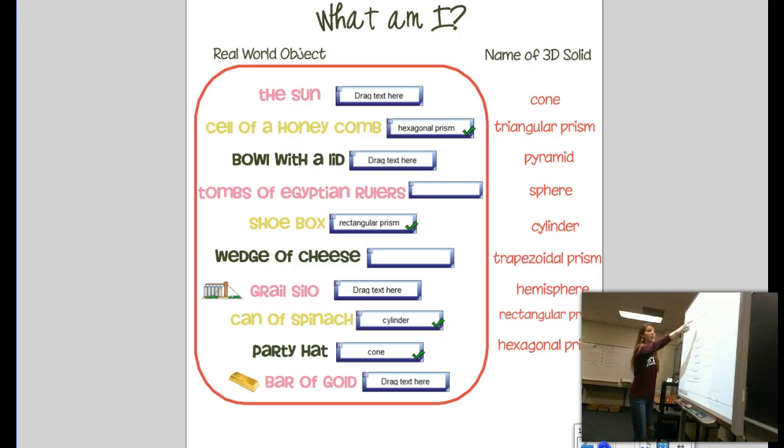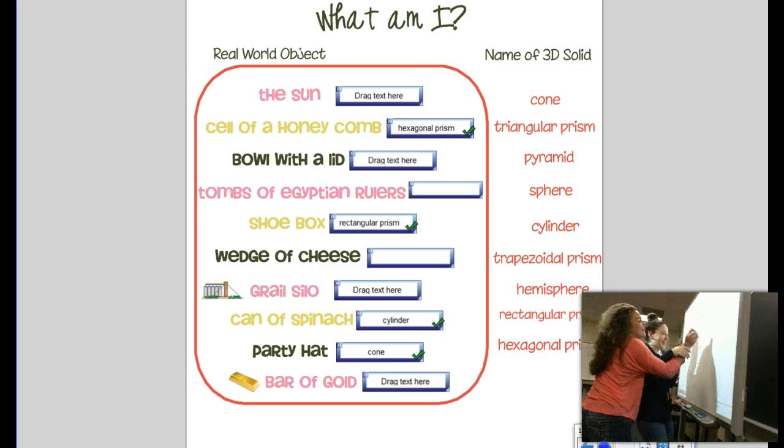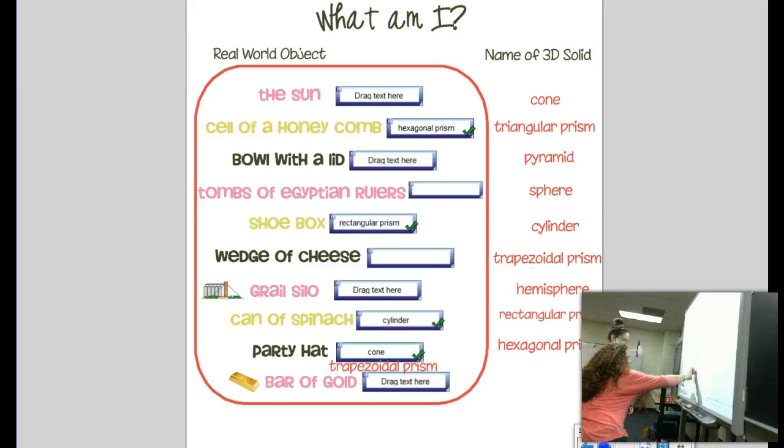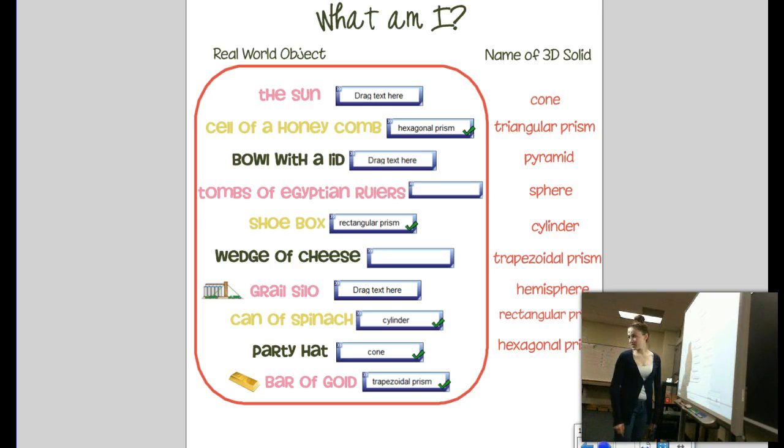We've got 1, 2, 3, 4, 5 left. Volunteers? Drag and drop, just go ahead. A bar of gold is a trapezoidal prism. Did y'all know that? A bar of gold. Trapezoidal prism. It's not a pyramid. Tombs of Egyptian rulers. Oh, it's a triangular prism. Just keep on going. Put the pyramid on the tombs.